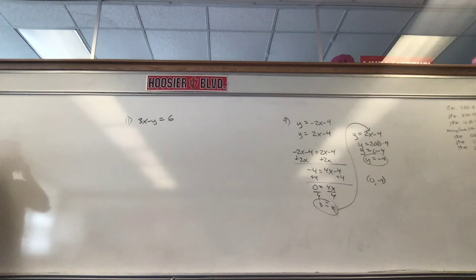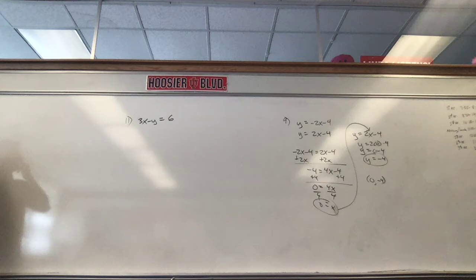What does that say? 0 equals 11. When is 0 equal to 11? Never. So where do they touch? They don't touch. There's no solution to this. If I graph these, they wouldn't touch. Now we're going to do this one. This one's a little bit tougher.